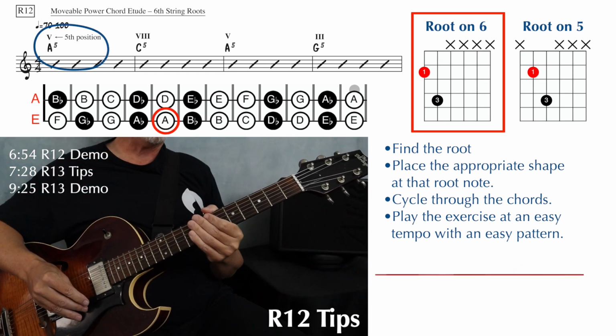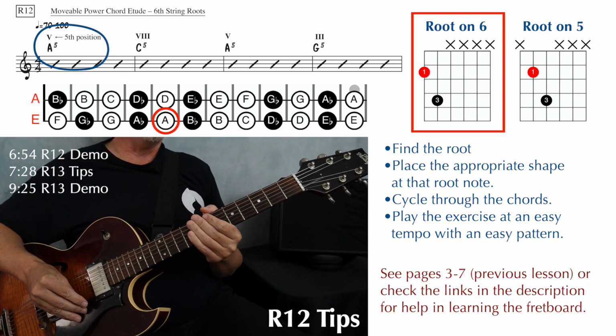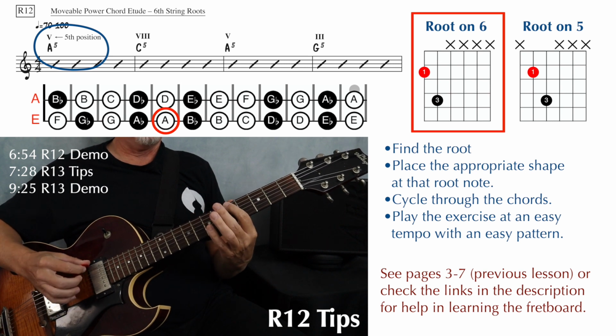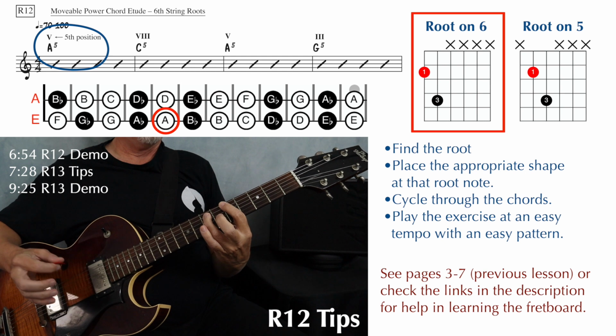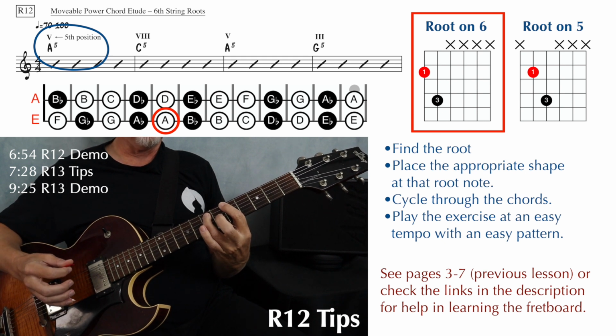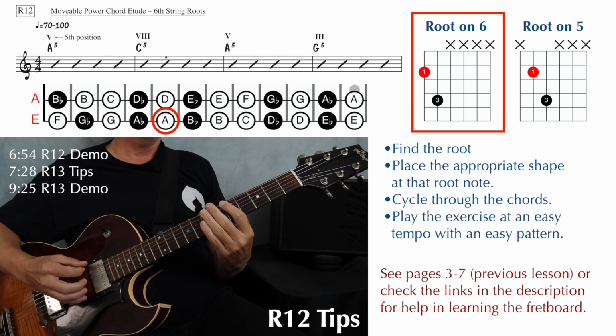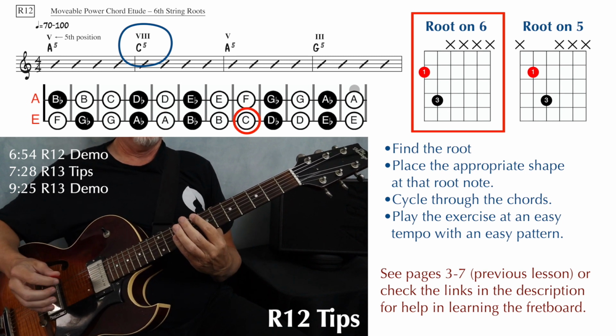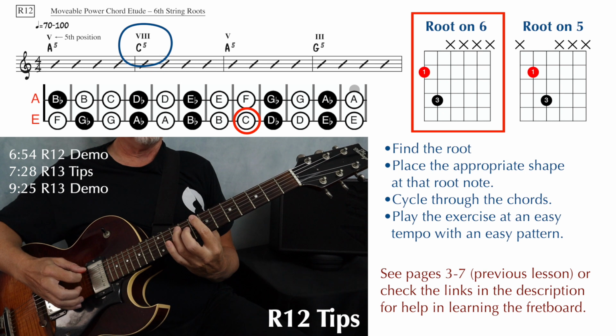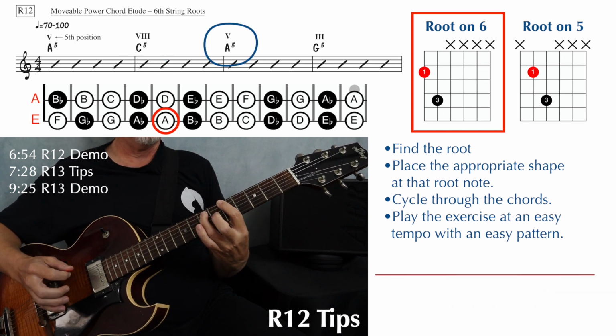At the beginning, we have an A5. Notice that Roman numeral 5. That means we're in 5th position. That's where your A is on the 6th string. And then you would play your A power chord from there. Next we have a C5. Notice the Roman numeral 8. So that'll be in 8th position, C5. Back to an A5.